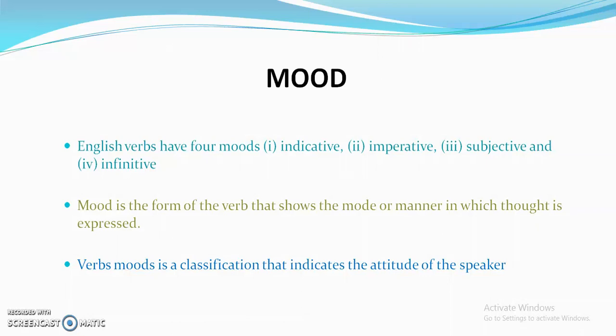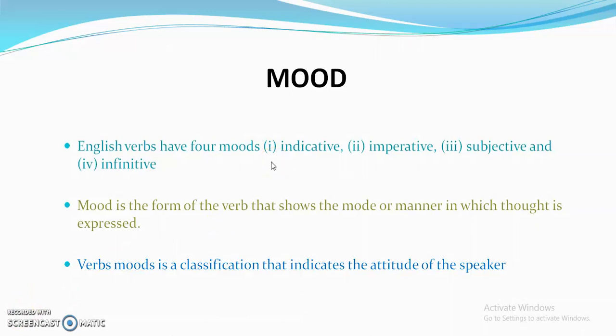Then comes modes of the verbs. English verbs have 4 modes. The first one is indicative, the second is imperative, the third is subjunctive, and the fourth is infinitive. Mode is the form of the verb that shows the manner in which thought is expressed. Verb modes are a classification that indicates the attitude of the speaker, or the manner in which the person is speaking. Depending upon that, the verbs are classified into 4 modes.